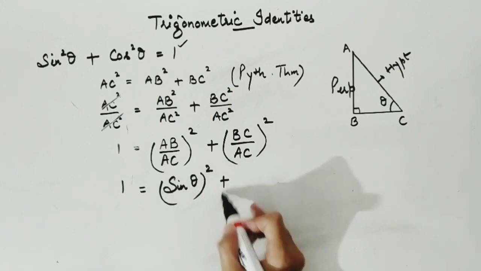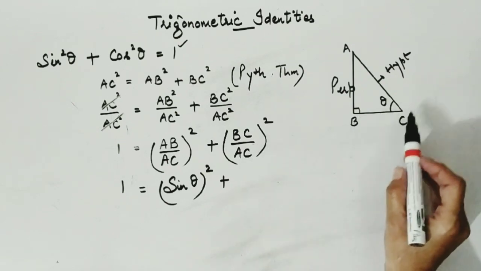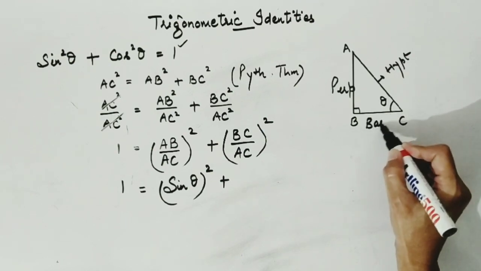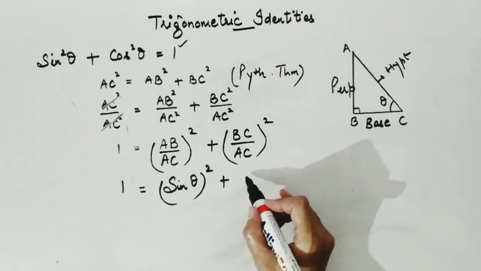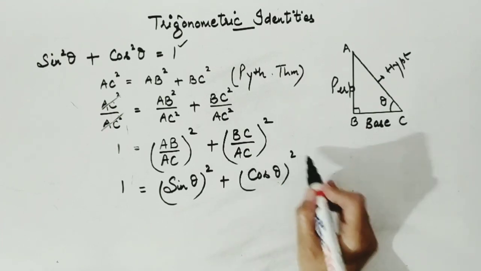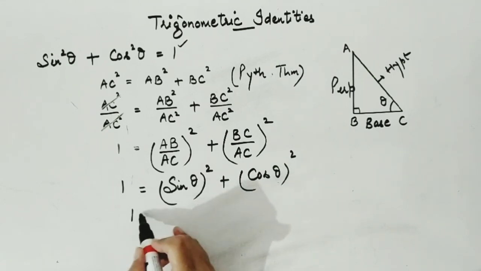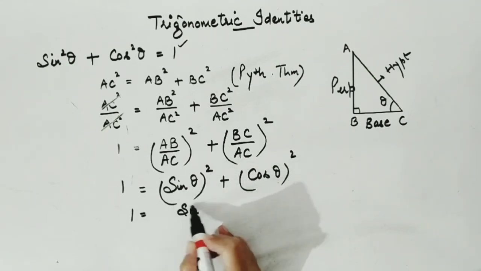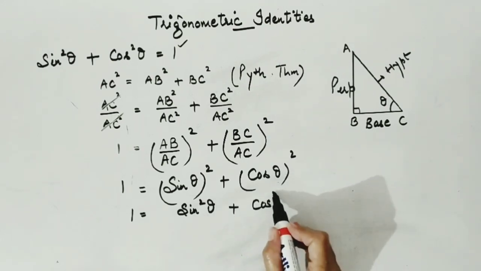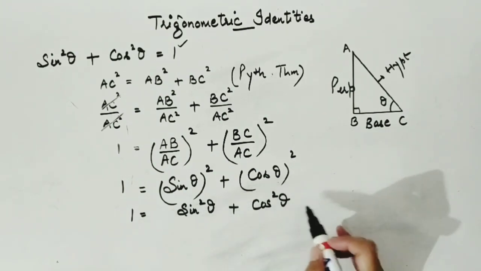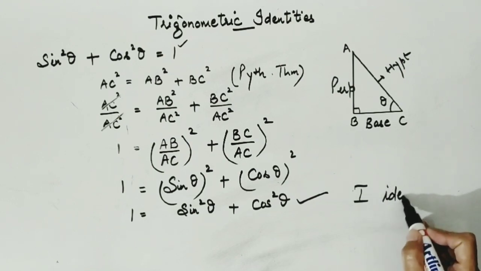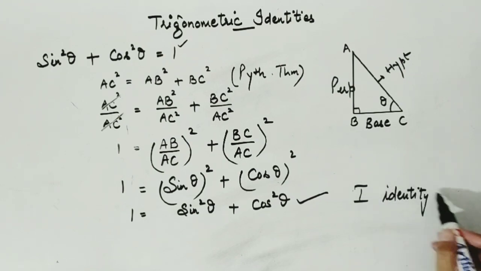Sine theta whole square. What would be BC by AC? Since theta is formed here, this side BC is the base. BC by AC is cos theta. Cos theta is squared. And we have already discussed that sine theta whole square or sine square theta, cos theta whole square or cos square theta is one and the same thing. So this proves your very first identity, the most important and basic identity.